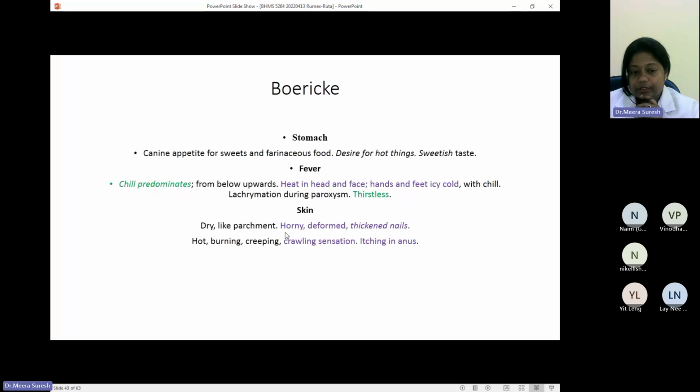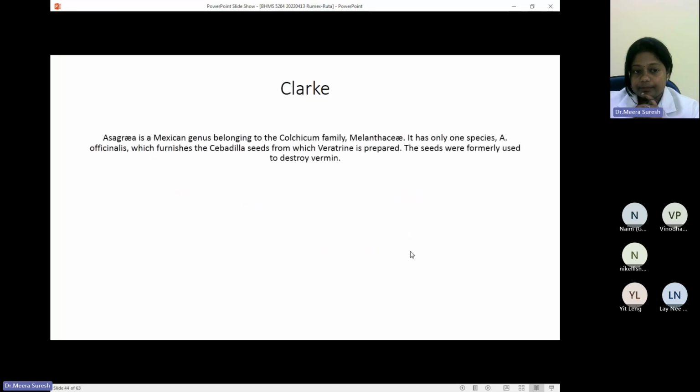And in the skin, as I told in the keynote, it is only given for dry, like parchment, or very dry skin. But over here we get the horny, deformed, thickened nails, like what we learn in Silicea and Graphites. Can give that. Then there is a crawling sensation, itching in the anus, etc., mostly related to the worm complaint.